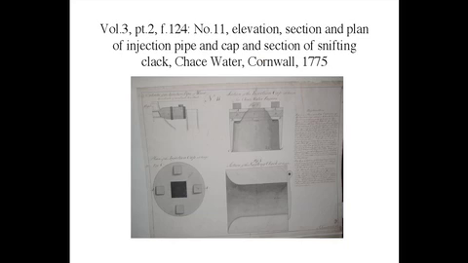And here we have drawing number 11 of the outside and section of the wooden injection pipe, with a plan of the injection cap and section of the lifting clack or the valve. And the instructions were even given on this with regard to the type of wood to be used, box, and if not crabtree, holly, beech, or another hard wood.